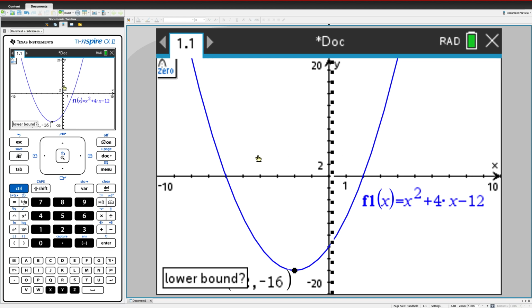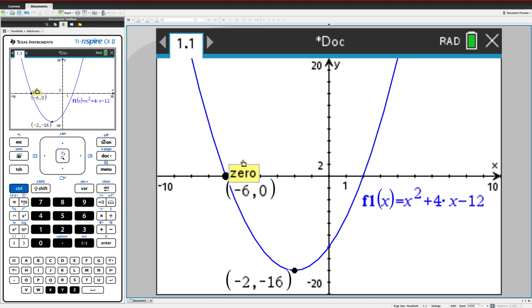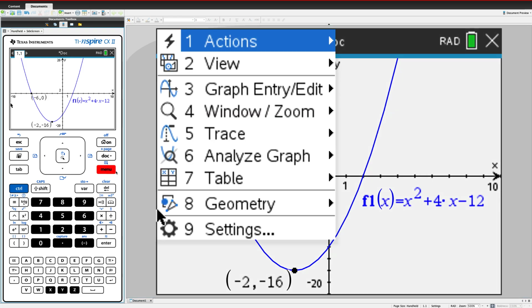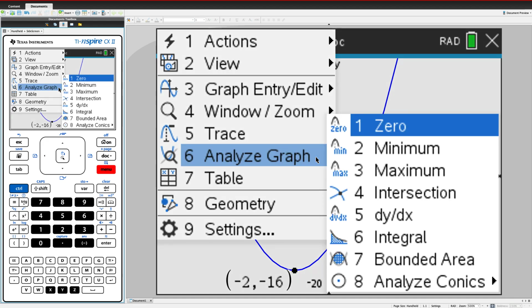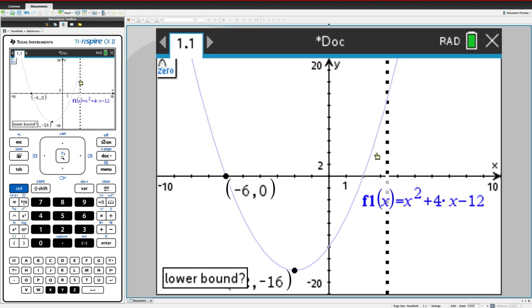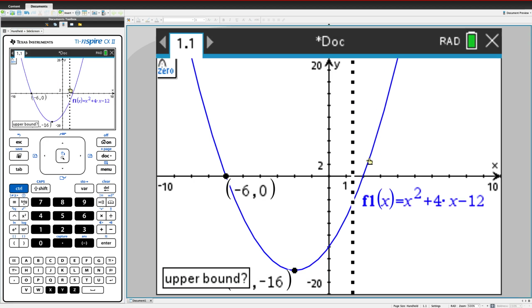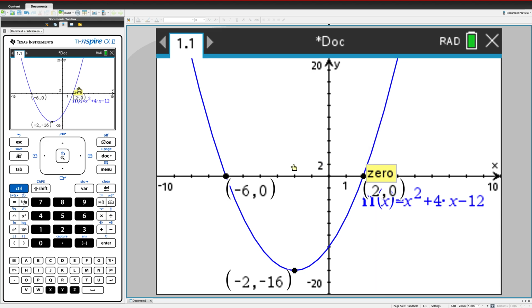Graph, hit 0. Go to the left of that first 0. Go to the right. It'll give you the point, and then do it again. Menu, Analyze Graph, 0. And I think this will be almost all the points we need. There will only be one more point that we need.